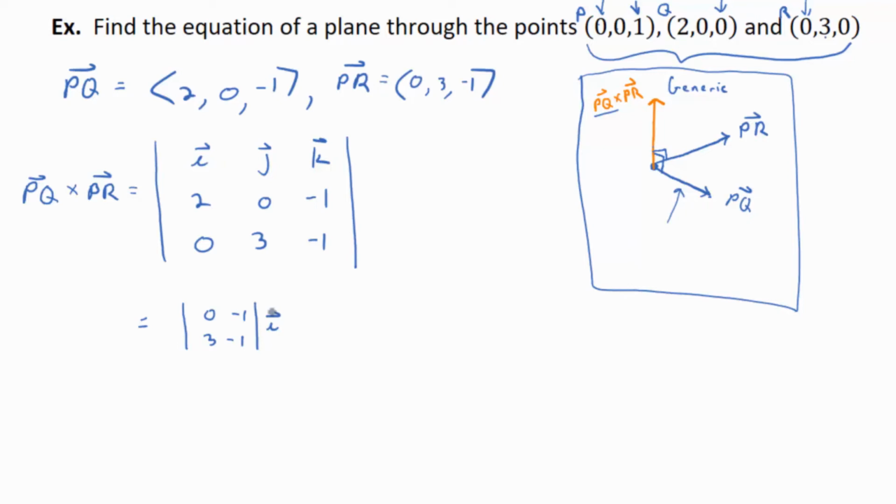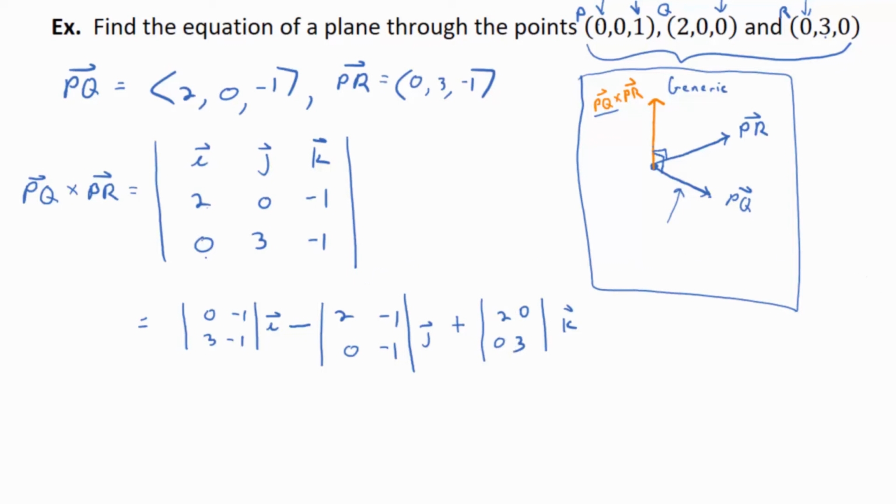By definition, what operation comes next? Minus. In your mind, cross out the middle column. What submatrix is left? 2, negative 1, 0, negative 1. And that's the j component. Then, plus, cross out the third column to get the k component: 2, 0, 0, 3. Does that make sense to you?